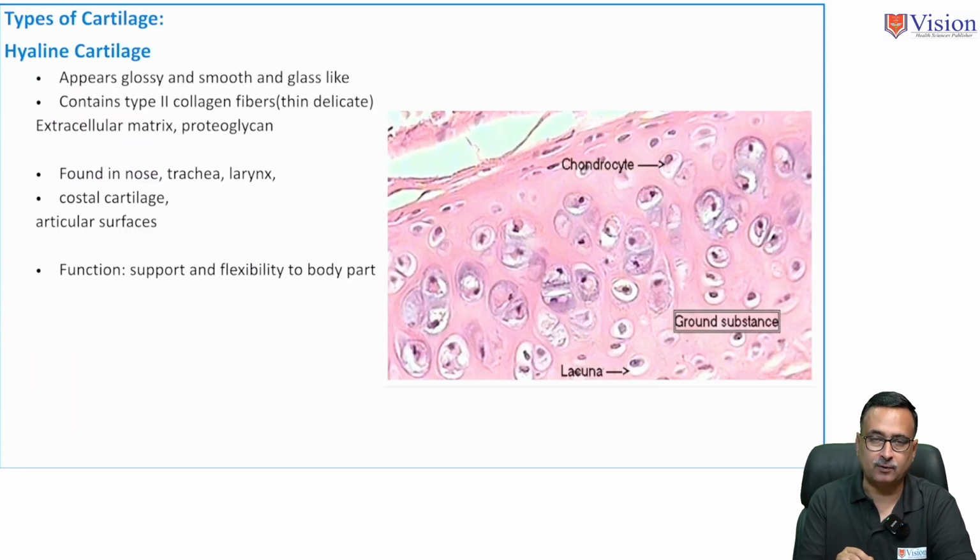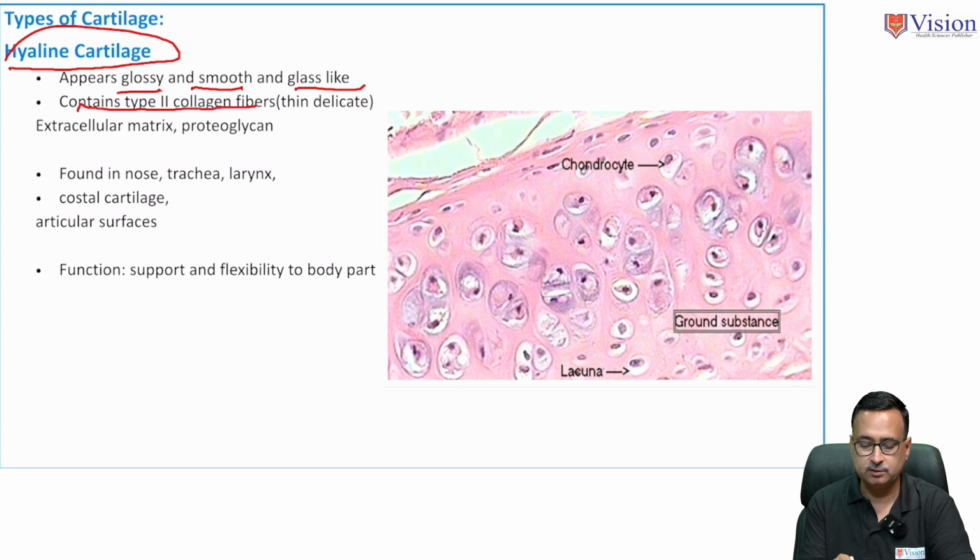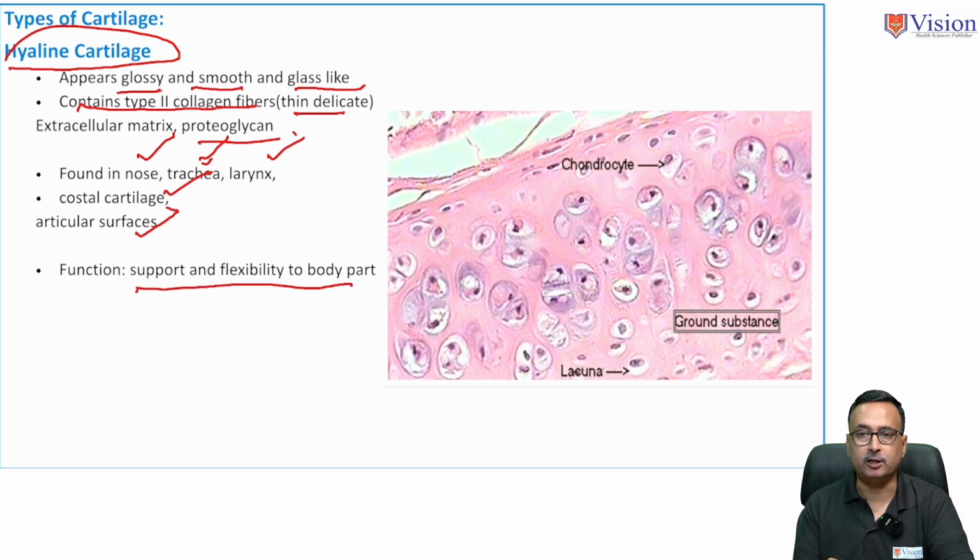Now regarding types of cartilages, first is hyaline cartilage. This cartilage appears glossy and shiny, like glass. It contains type 2 collagen fibers, which are thin and delicate. The extracellular matrix contains proteoglycan, and hyaline cartilage is found in the nose, trachea, and larynx, costal cartilages, and articular surfaces in a joint. This provides flexibility to body parts and provides support to the body parts.